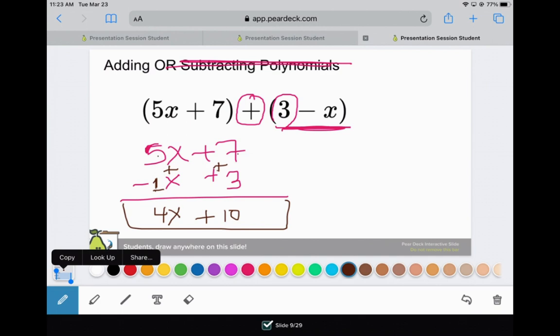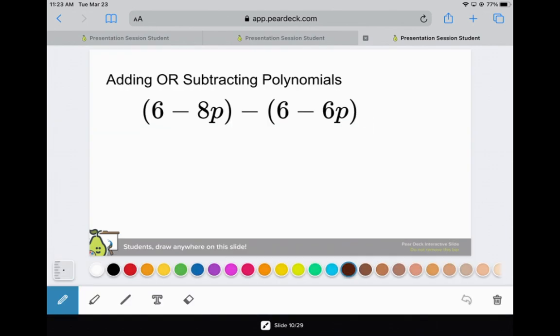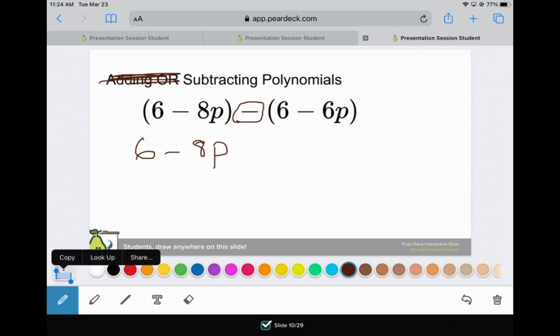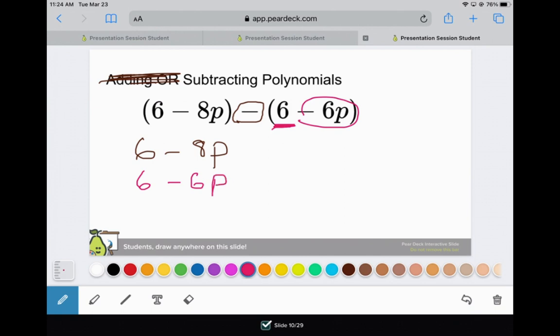Actually, let's do one more for subtraction, and then I'm going to ask you to do practice, okay? Or if you want me to do more, then I can totally do more. But for now, my plan is I'm going to do one more. So this one, I know this is subtraction, so I can do 6 minus 8p. What should I put below the 6? 6 is a constant, so I put that right below a constant. This one is negative 6p, so right below the negative 8p.